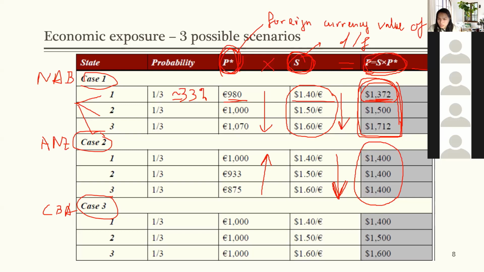So in this particular case, this is a special case where you have a perfect negative correlation between P star and S, so that the two perfectly offset each other, okay? So as a result, your domestic asset value remains unchanged, okay? So in this particular case, case number 2, you will not have any economic exposure because your domestic asset value is going to be the same regardless of how the exchange rate moves, okay?